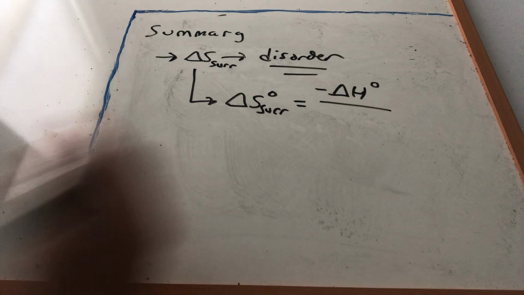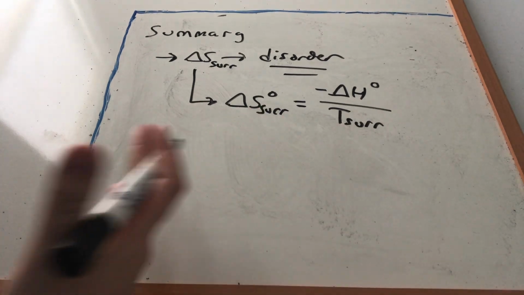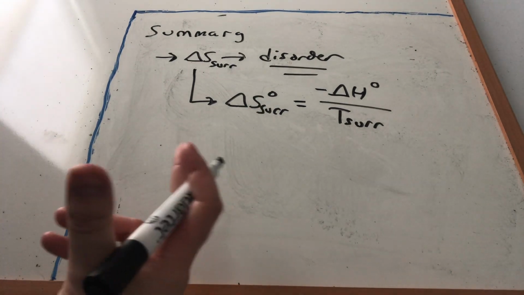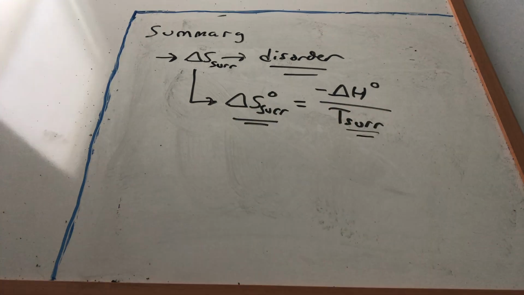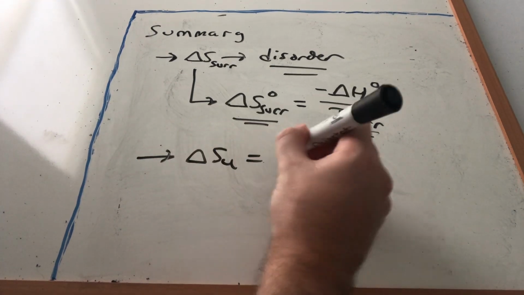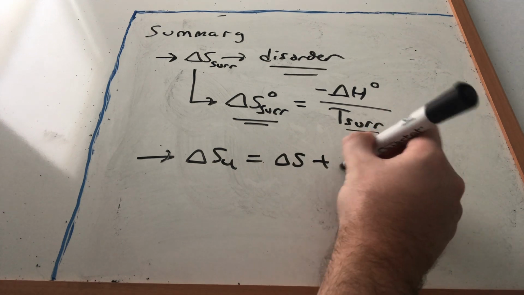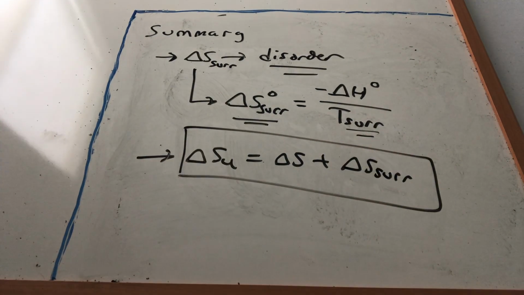The big difference here is that you always divide by T of the surroundings. So where delta S naught is set, no matter what temperature you're at, delta S for the surroundings will change based off of this temperature. It'll always change based off of that temperature. So delta S for the universe is delta S for your system plus delta S for your surroundings. And that's how you can decide whether something's going to happen left to right, right to left, or whether it's at equilibrium.